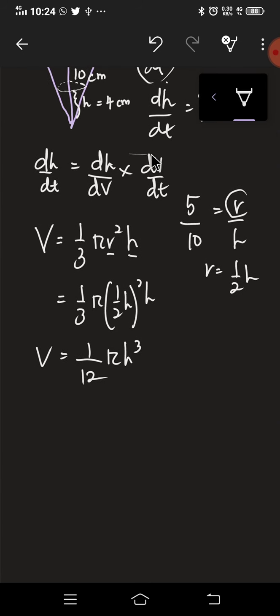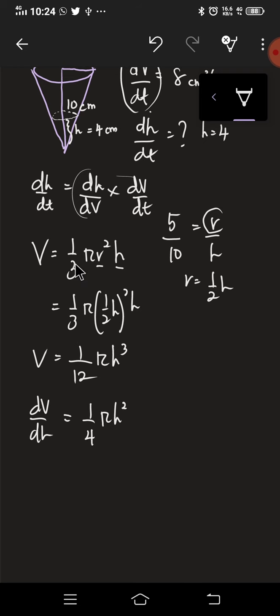So to find dH/dV, we need to find what is dV/dH. We differentiate V with respect to H. So what do we get here? So 3 over 12 is 1 over 4 pi H square. Okay. So now we have dV/dH, which can be written as dH/dV, and dV/dt is given from the question. So what is dH/dt?